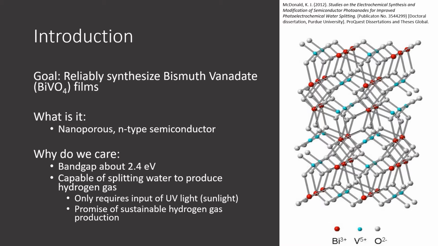Bismuth vanadate is an N-type semiconductor and a nanoporous material. You can see the structure of it on the right, forming a monoclinic scheelite. This material gives us a lot of promise for sustainable hydrogen production because it has a band gap of about 2.4 eV, which is an ideal band gap for direct water electrolysis. So when films of this material are used as the anode of an electrochemical system, it can split water requiring only sunlight as the input.